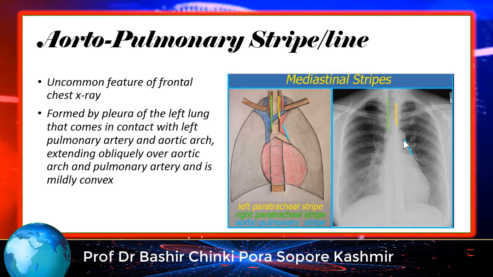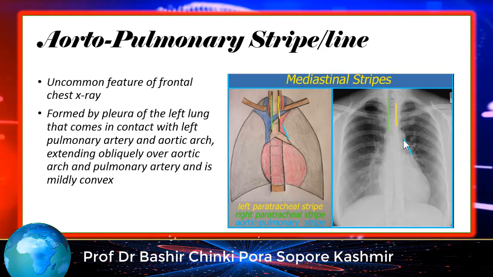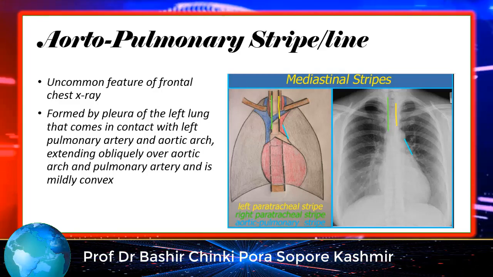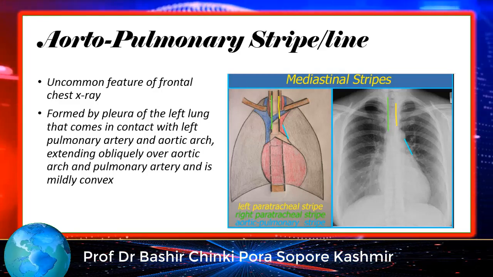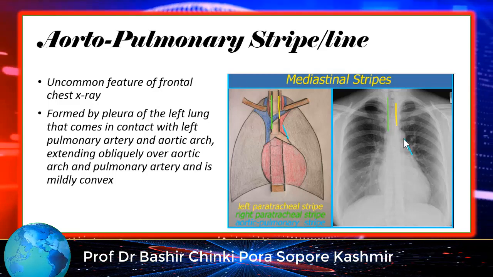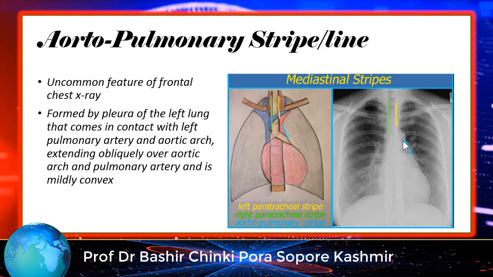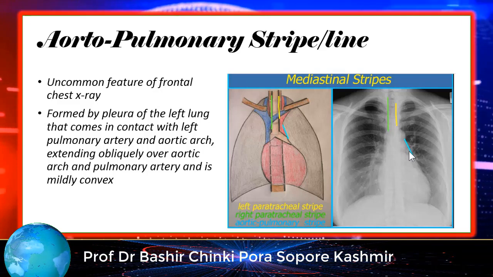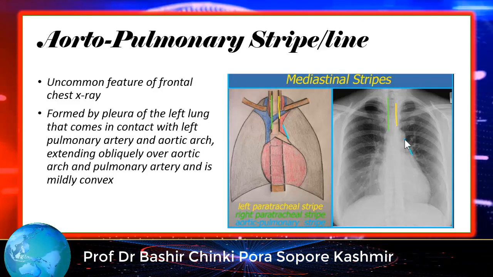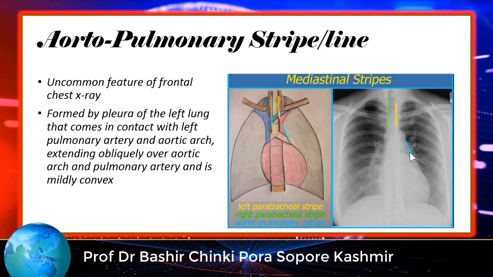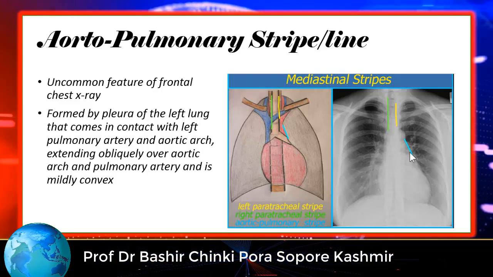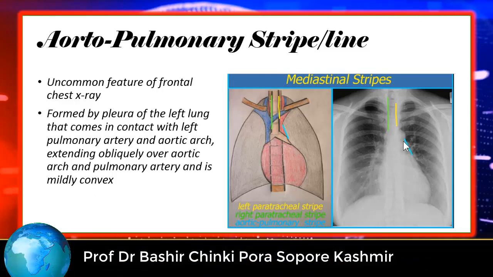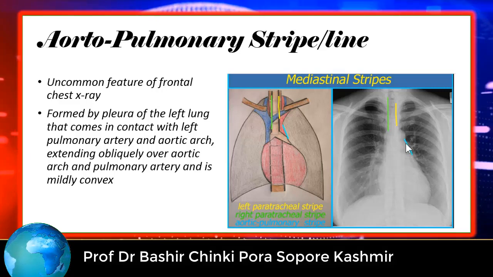So it extends over the aortic arch and pulmonary artery. If you see here, this is the aortic arch. So it extends from the aortic arch to the pulmonary artery, from here to here, and it is mildly convex, and it is also somewhat oblique. You can see this line here.